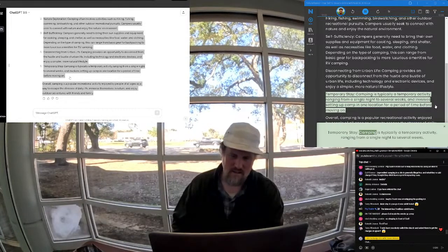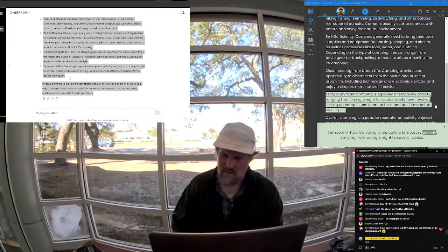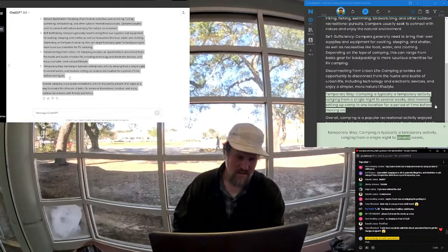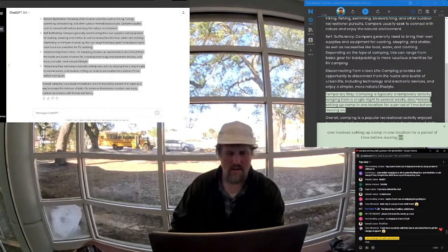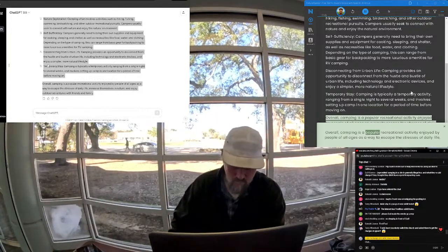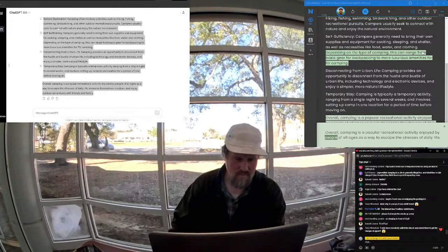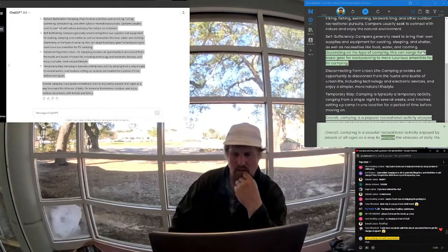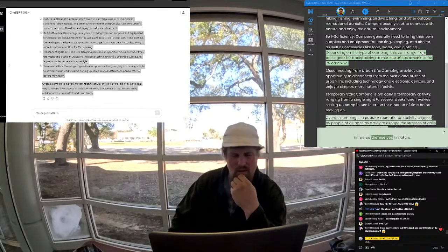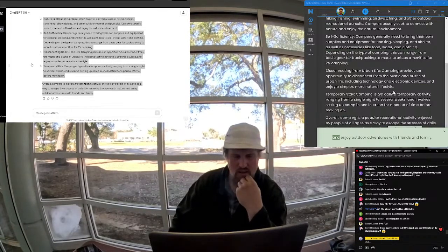Temporary stay. Camping is typically a temporary activity, ranging from a single night to several weeks, and involves setting up camp in one location for a period of time before moving on. Overall, camping is a popular recreational activity enjoyed by people of all ages as a way to escape the stresses of daily life, immerse themselves in nature, and enjoy outdoor adventures with friends and family.